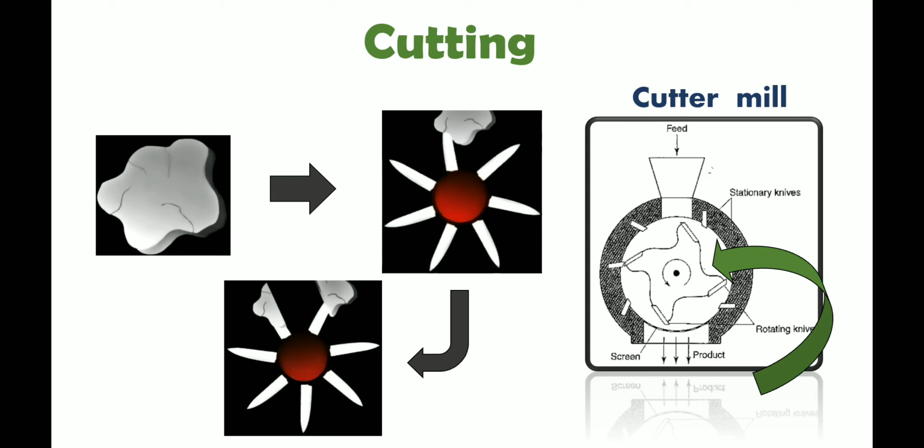Here in the slide, we can see a picture of a cutter mill where the sharp blades are marked. 2 types of knives are used here, the stationary and the rotating knives, through which the particle is passed and gets cut, causing disintegration.